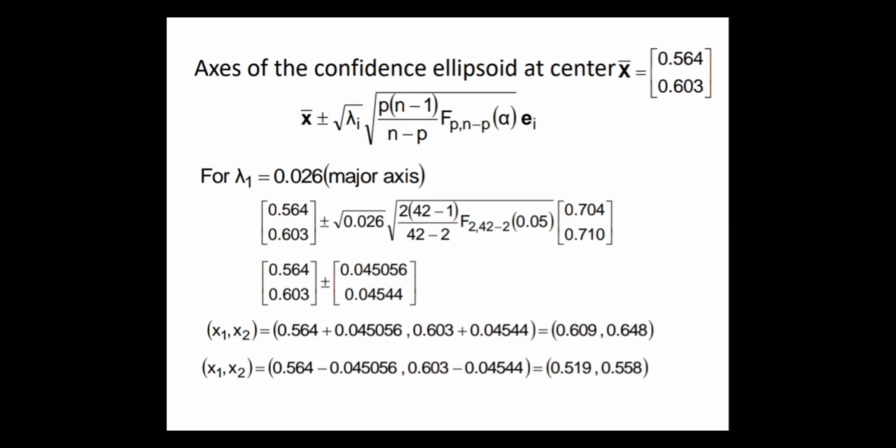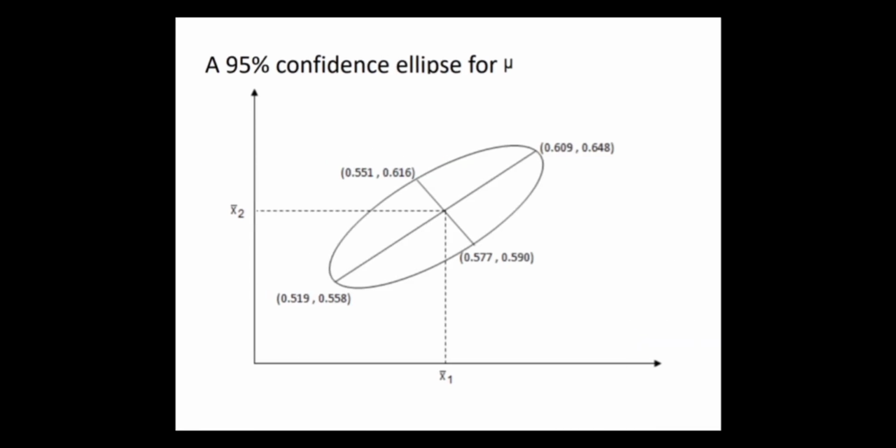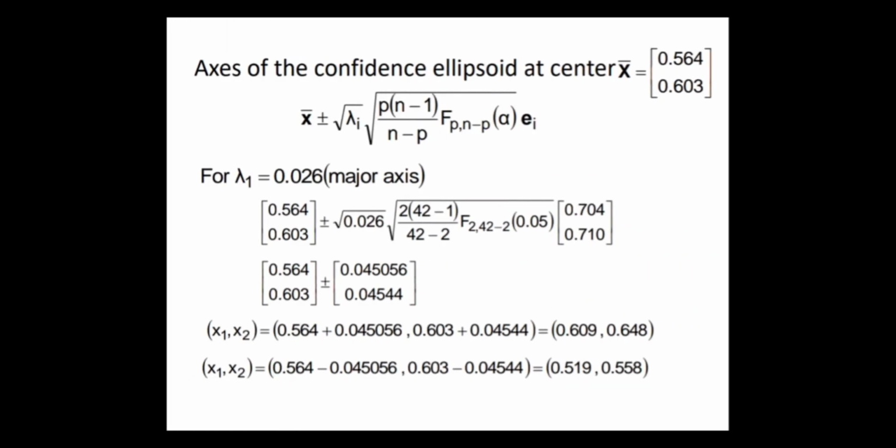let's see how we use the formula. Okay, so let's say the center is x bar, using the same example from before. So the mean matrix is 0.564 and 0.603 at the center. Okay, so we want to know the coordinates of the major axis and the minor axis. So we start here, the center of the ellipsoid, which is the value of x bar 1 and x bar 2.